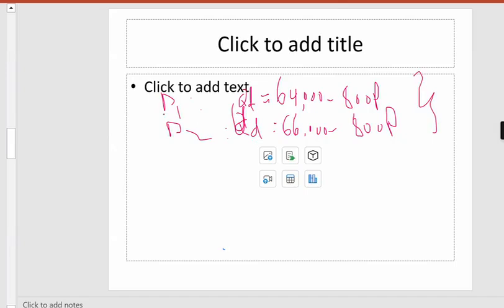Sawa. Sasa ukitaka kusketch hapa, just use the intercept. Use what? Use intercept ili uweze kuzionyesha vizuri kwa x axis na y axis. For example, for D1, right? If let's say QD ikiwa 0. Hapa kama QD ikiwa 0, what is P? P itakuwa ngapi?